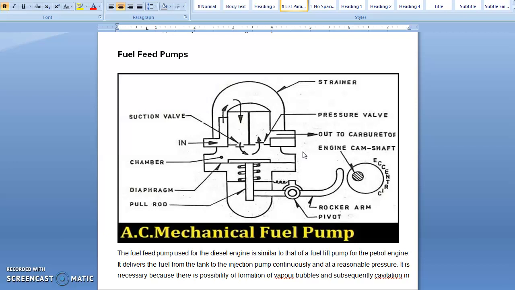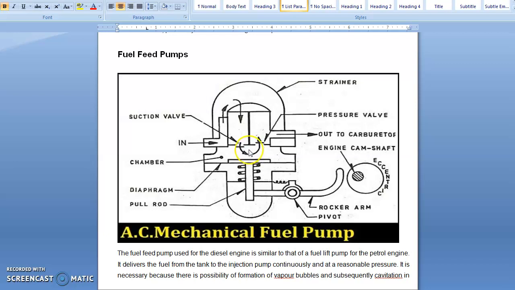So let us discuss the fuel feed pump. What you are seeing on the screen is an AC mechanical fuel pump. Here, the fuel pump is bolted to the engine block or crankcase.